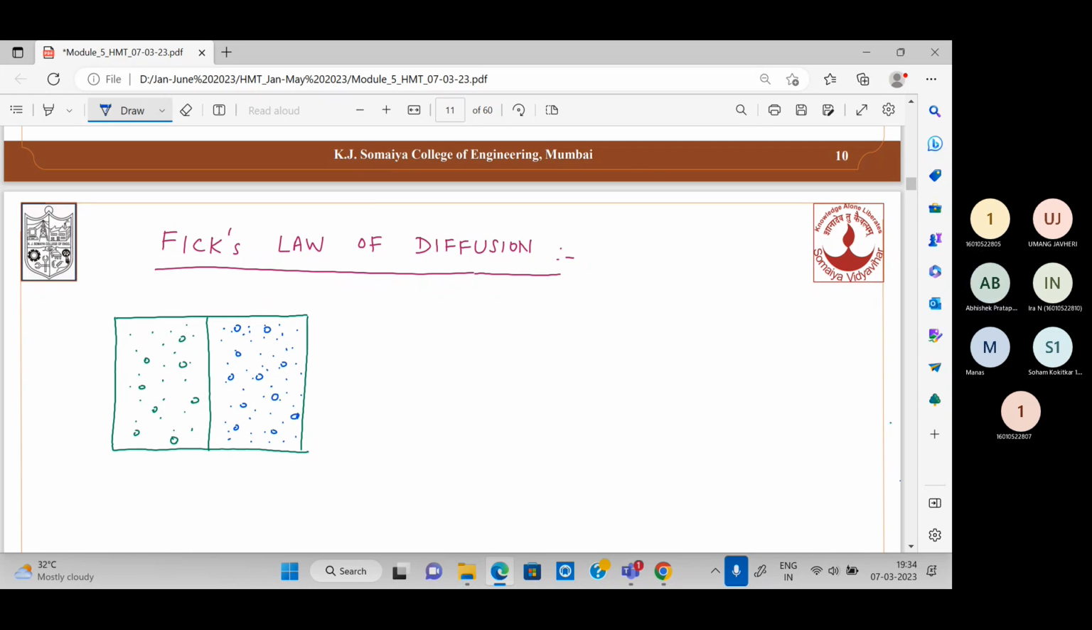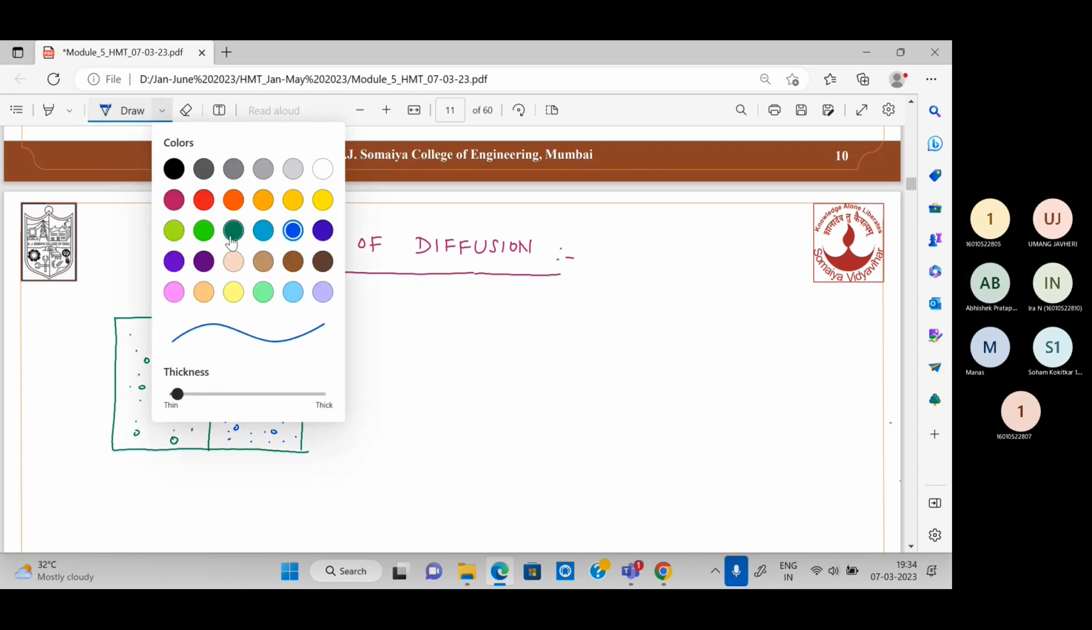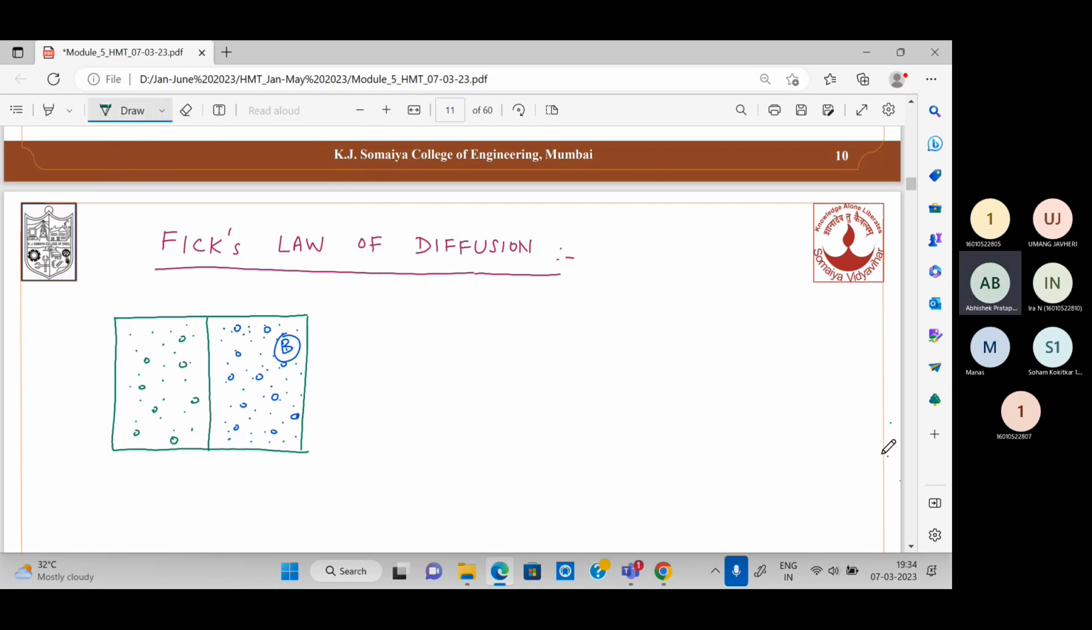Okay, so what is this? This is species B. Okay, and what is this? This is species A. Okay, now let's see what I've discussed. So let's draw one more figure, then the things will be more clear.